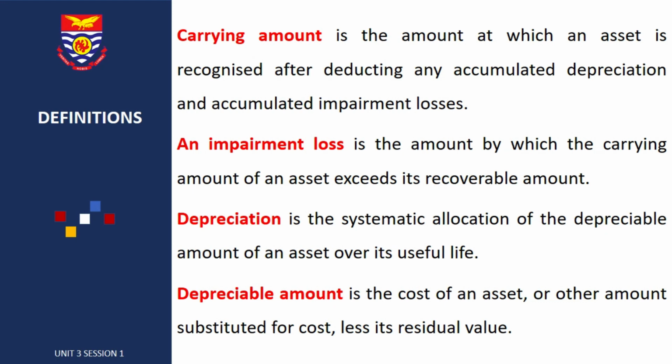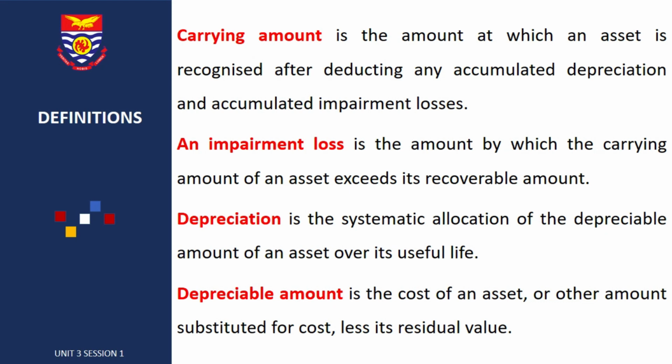Then we have an impairment loss. An impairment loss is the amount by which the carrying amount of an asset exceeds its recoverable amount. So we have a whole standard on this which we'll be looking at subsequently. When we talk about impairment, there is impairment if the carrying value of your asset is more than the recoverable amount. What it basically means is that the value at which you are recognizing the asset in your books is more than what you will actually receive when you sell it. So there's going to be a loss.